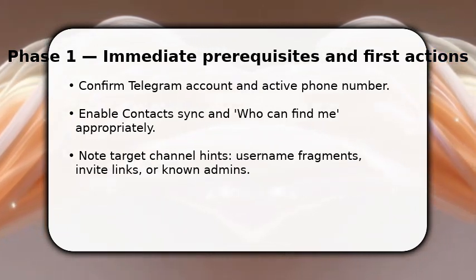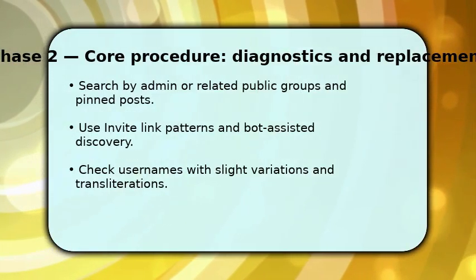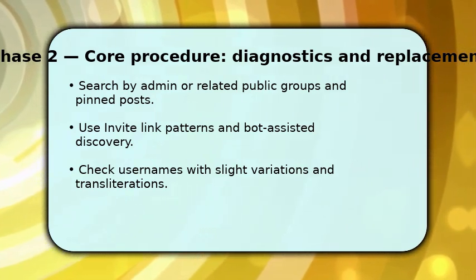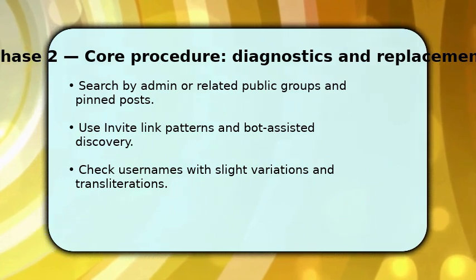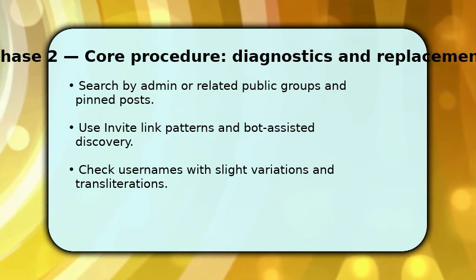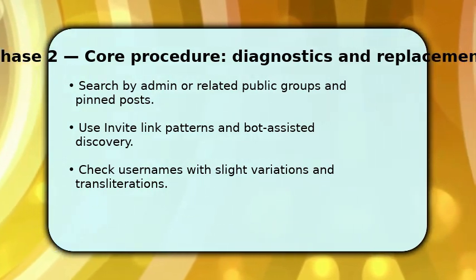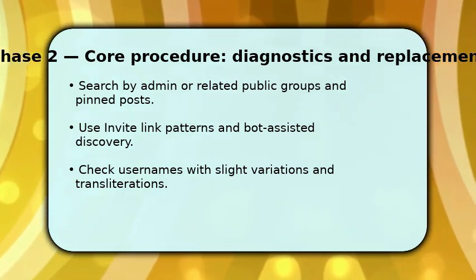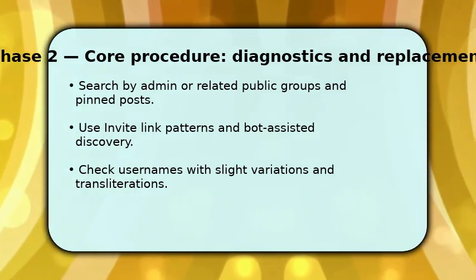Now escalate to deeper methods. Search for the channel admin's account and inspect their public groups, pinned posts, and profile bio for invite clues. Once you locate related public channels, follow referral links. Sometimes private channels leave archived public traces. Also try systematic username variants and transliterations, replace characters, add underscores or numbers, because owners often change visible handles. Finally, test bot-assisted discovery tools inside Telegram.